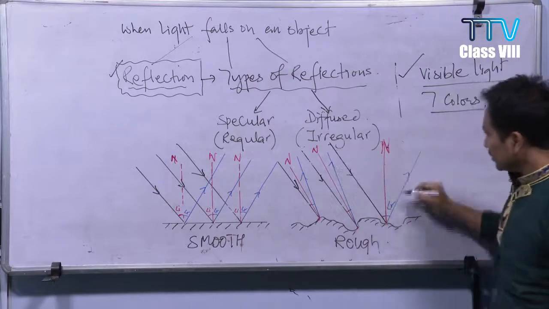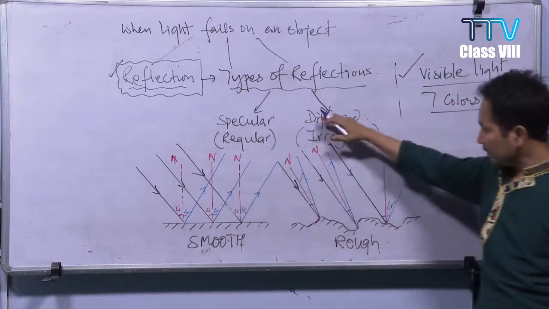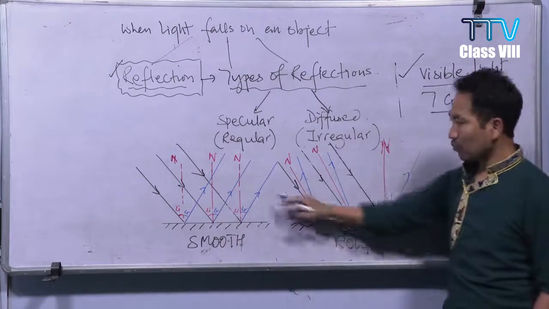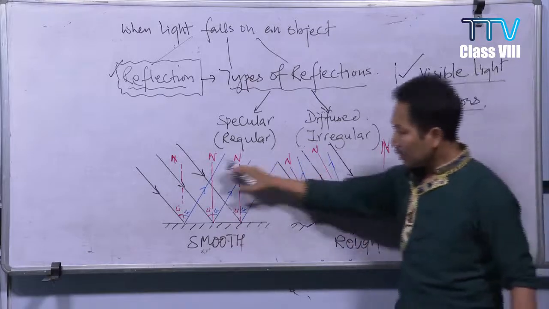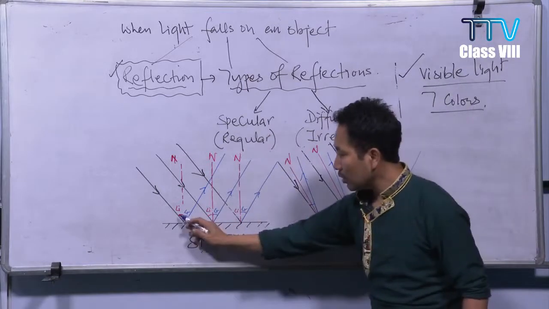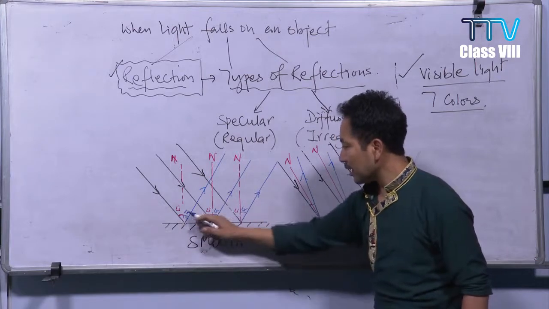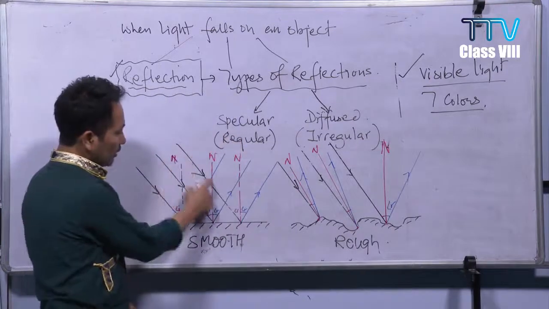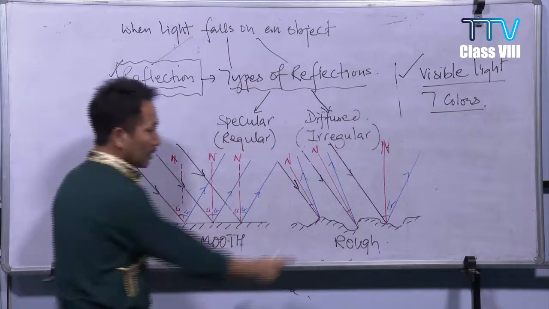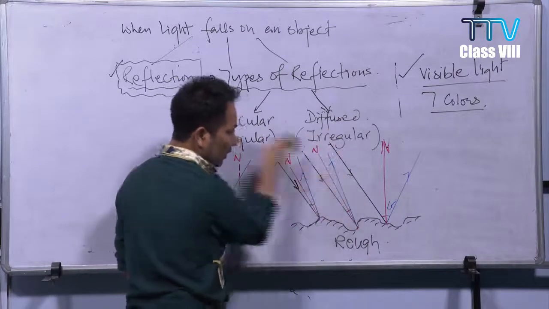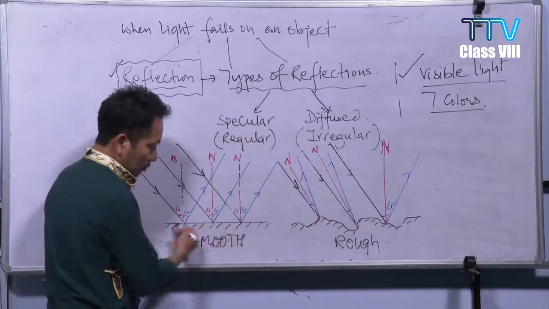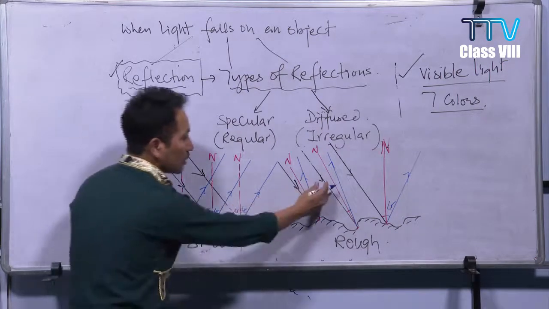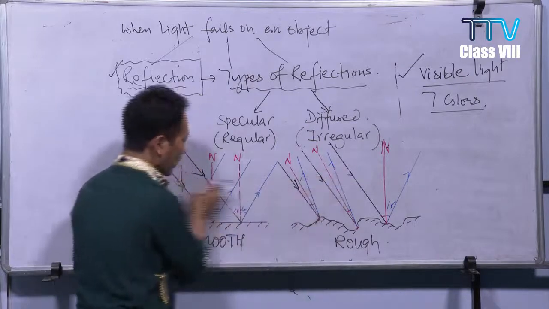Specular reflection and diffuse reflection depend on the roughness of the surface. Look at these angle I and these angle R. See that? In specular reflection the incident rays are parallel. In diffuse reflection too the incident rays are parallel. Whether the surface is rough or smooth, the incident rays are common and parallel.